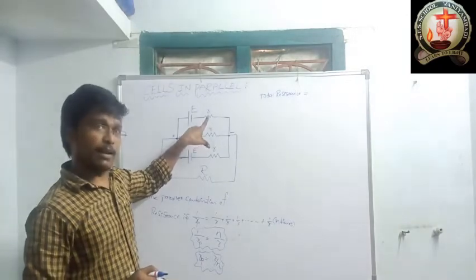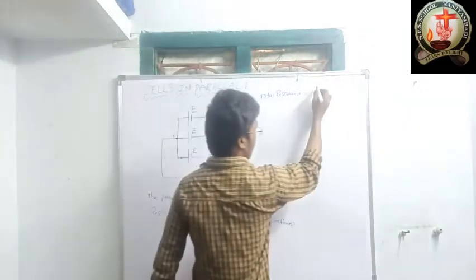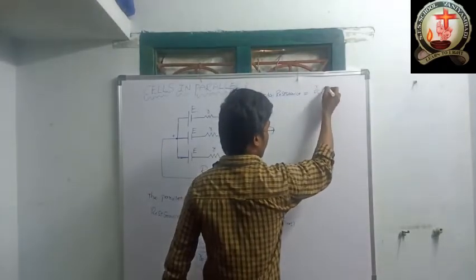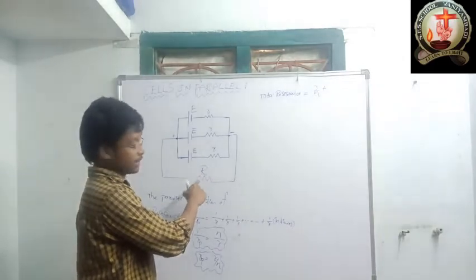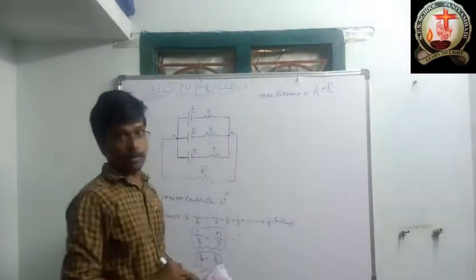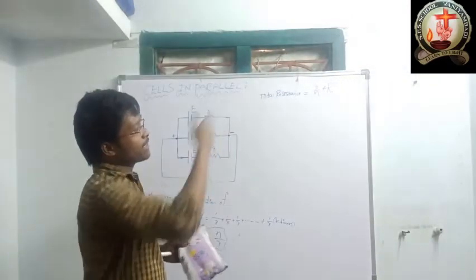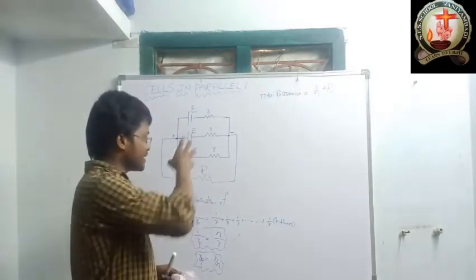These 3 are in parallel. Already we found this combination. How much? R by N. R by N plus, what is the one more resistance in the circuit? External resistance, capital R. So this is the total resistance, R by N plus capital R. Okay, now resistance is finished.